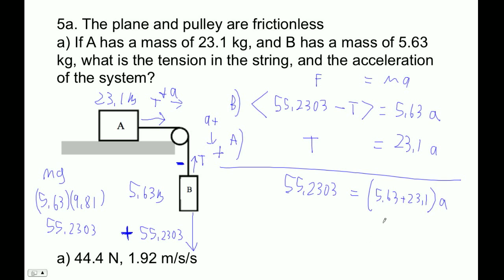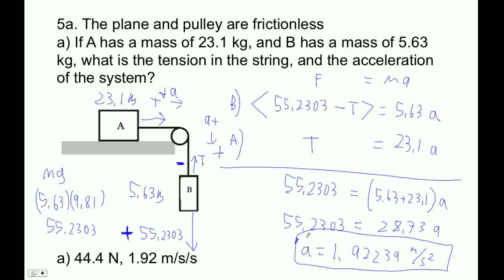So that is, of course, 28.73 a. I'm suspicious of myself enough that I'm going to add that with a calculator. Yeah, I got that one right. Now we can simply divide 55.2303 by 28.73, and I get 1.92239 meters per second squared.